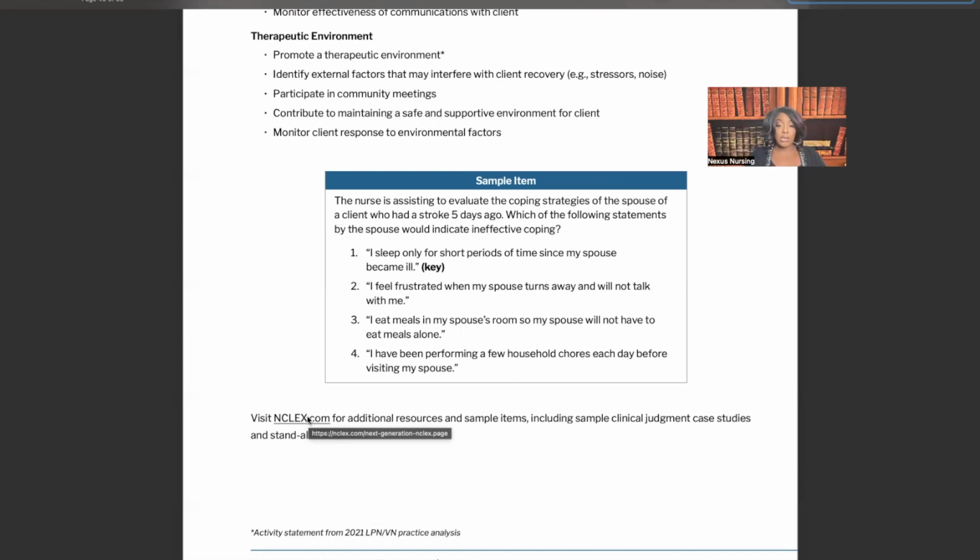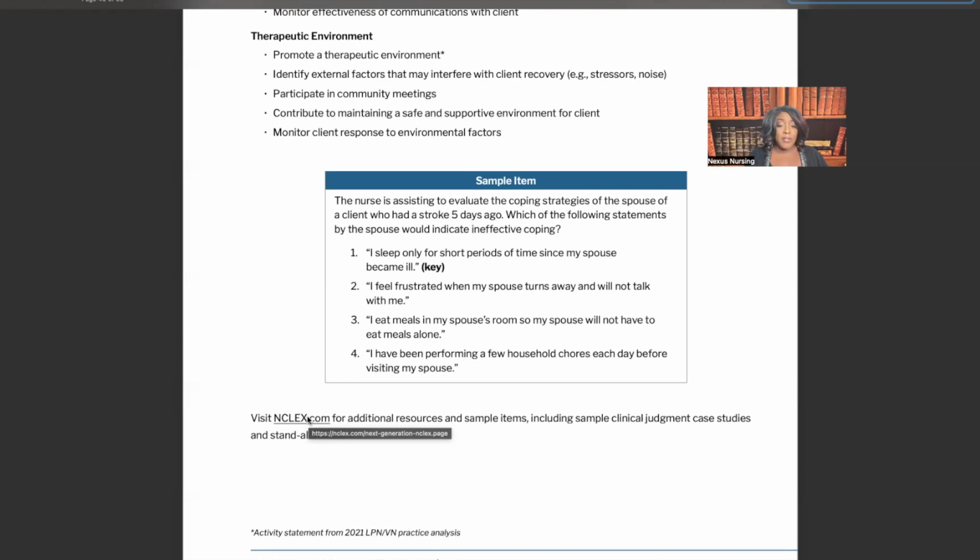Now look at the other choices. 2, I feel frustrated when my spouse turns away and will not talk with me. This person's verbalizing their feelings, right? They're verbalizing their feelings. They're looking for help. That's effective coping. 3, I eat meals in my spouse's room so they don't have to eat meals alone. That's effective coping. That's good.